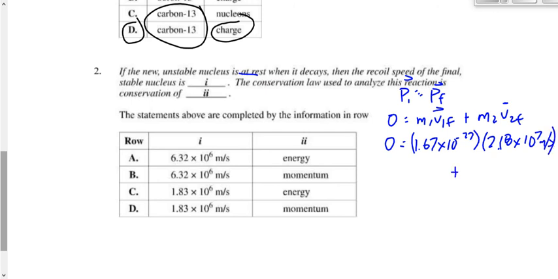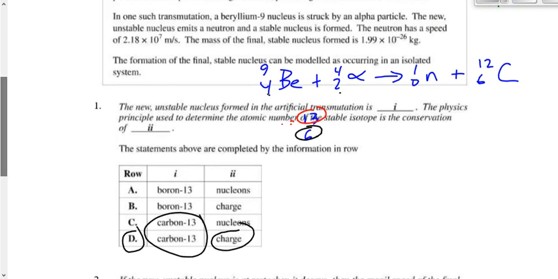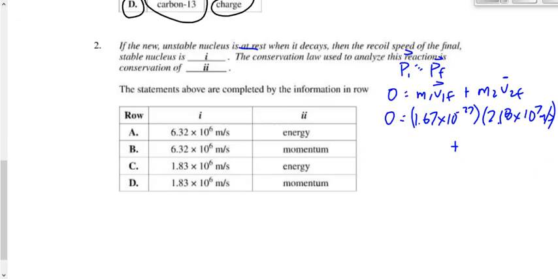Plus the mass of the final stable nucleus, which we're told is 1.99 times 10 to the minus 26, times V2F. When we solve for V2F, I want to say we get 1.83. Is that right? Is it 1.83? Okay, so the answer is either going to be C or D.